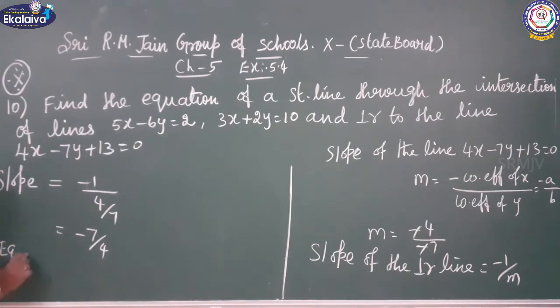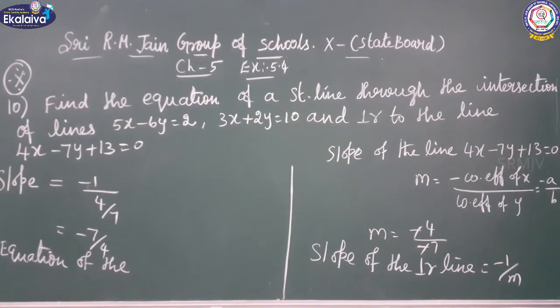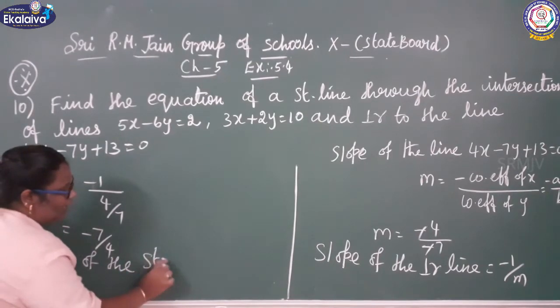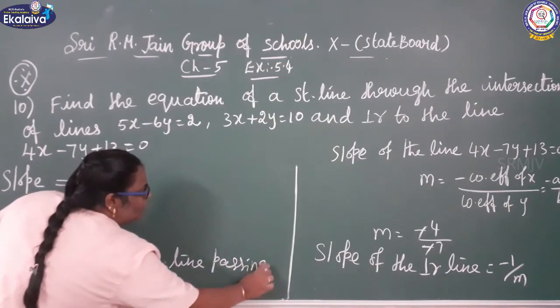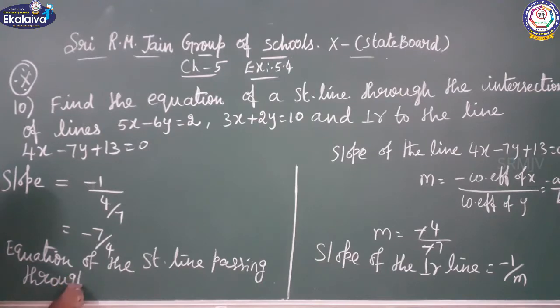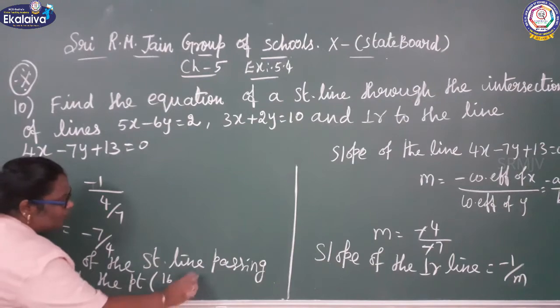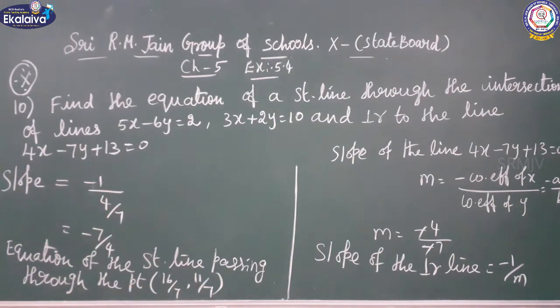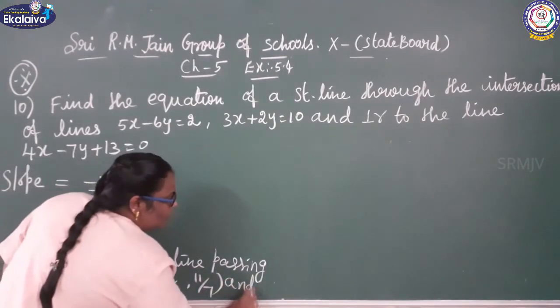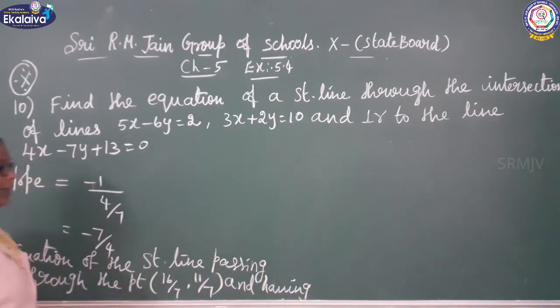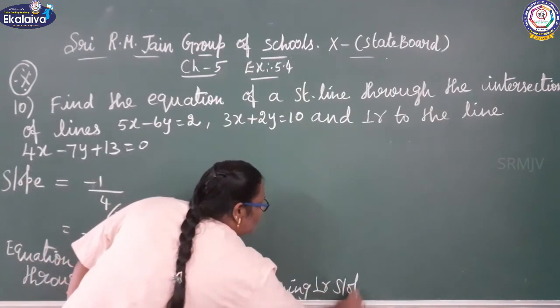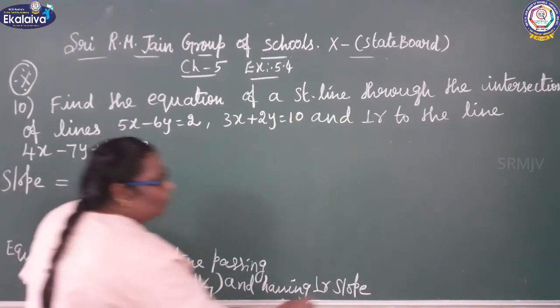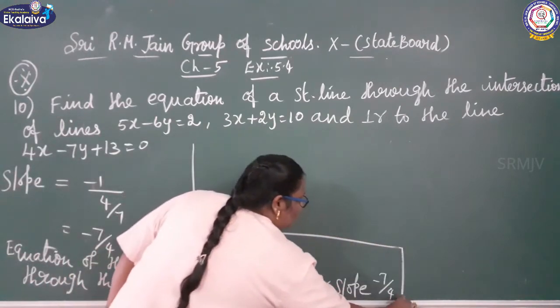Equation of the straight line, perpendicular line, passing through the point (16/7, 11/7), and having perpendicular slope minus 7 by 4.